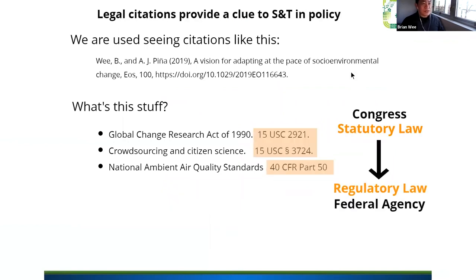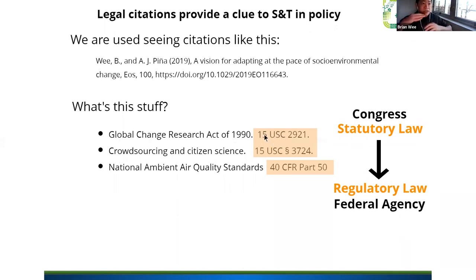Okay, let's pause here just for a bit, just to recap, right? I mentioned this a couple of times, but it bears repeating here. When you see legal citations, 15 USC 2921, 15 USC 3724, this refers to the United States Code, USC, right? What happens is that when Congress passes a law, it becomes a statute, and it is encoded in something called Statutes at Large, right? And then a big bunch of lawyers will sit down, take a look at the statutes, and separate parts of the statutes out into different titles and different sections of something called the United States Code.